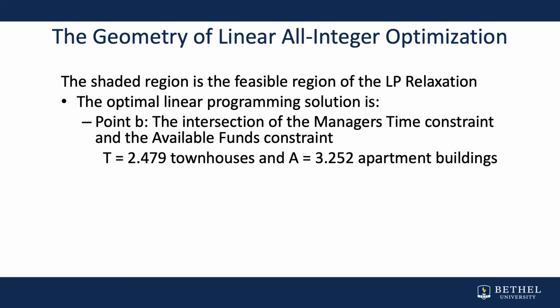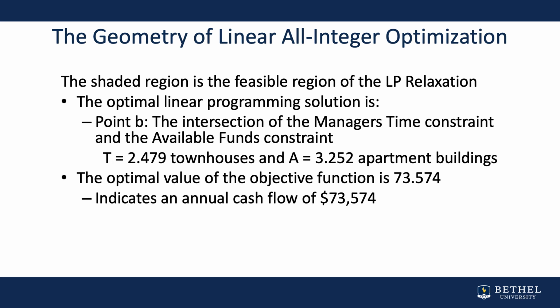Why won't it work? Because we need integers. We can't sell or buy 2.479 townhomes. We can't sell or buy 3.252 apartment buildings. It has to be a whole number. Now, if we could do that, then the optimal cash flow would be $73,574. Unfortunately, we can't buy fractional townhomes and apartment buildings. So we have to do further analysis.